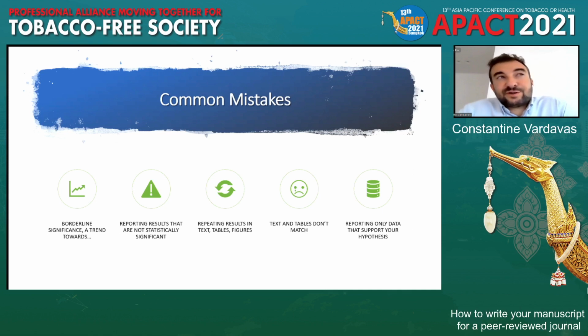Another very common mistake is having exactly the same information in the text, the tables, and the figures. If something is in the text, it does not need a figure. If something is all presented in the table, it does not all need to be presented in writing. So think about saving space and avoiding being repetitive.